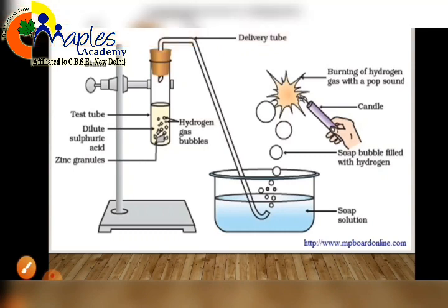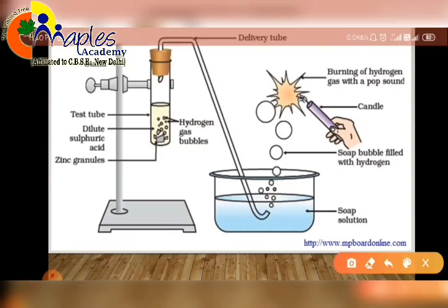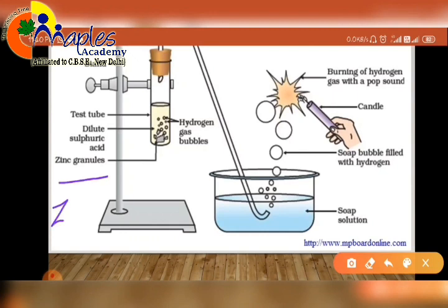But how do we come to know whether hydrogen gas is evolving or not? We find out by a simple experiment. In this experiment, we take zinc metal granules and add dilute sulfuric acid, the reaction we have just studied, in a test tube. After that, we seal the test tube and connect a delivery tube into a soap solution. When the gas comes out through the delivery tube, the soap solution will be filled with hydrogen gas, if it is present.